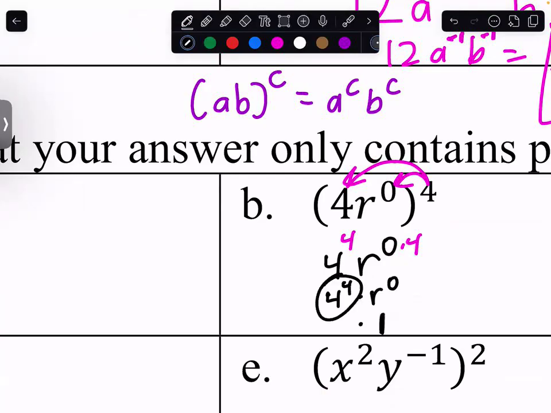But now for our final answer, if you just have a regular number to an exponent, please do the math and tell me the final number rather than leaving it with an exponent. So 4 to the power 4. 4 times 4 is 16, times 4 is 64, times the last 4 is 256. So 256 times 1 would be 256 overall.